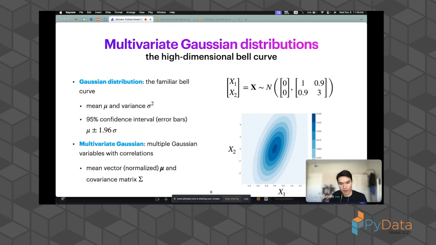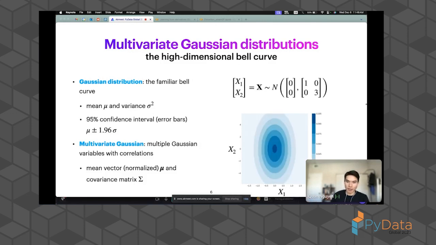So if x1 takes on some high value, then x2 is also likely to take on some high value. And this is explained by this covariance between x1 and x2, which is 0.9, which is quite big. But if we don't have a positive correlation between the two variables, if the covariance is exactly 0, then what we have is this symmetric PDF where regardless of which value x1 takes, the distribution of x2 doesn't really change because, again, there's no correlation between x1 and x2.